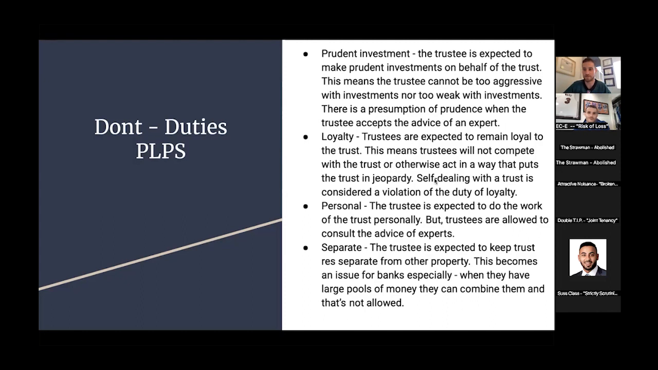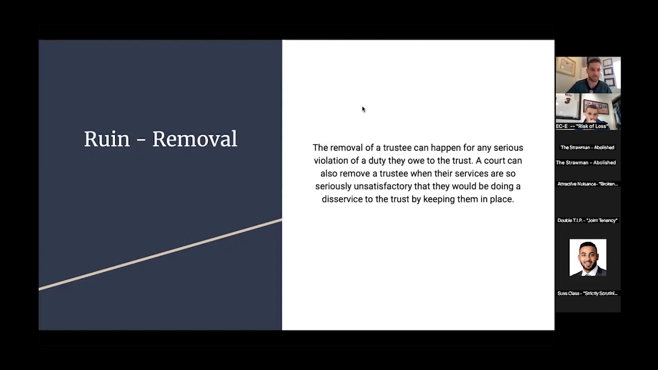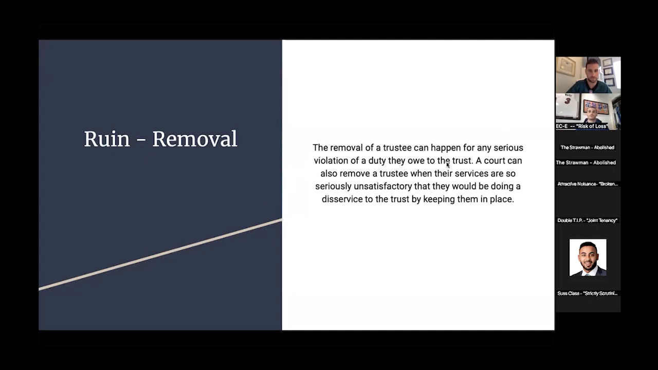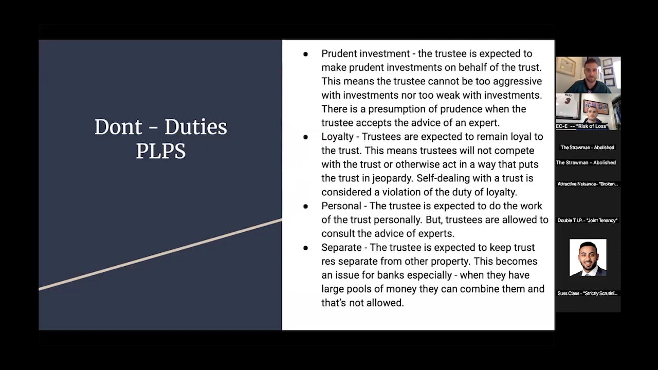It's removal, right? Perfect. So removal, and this is the easiest one. Literally, plagiarizing problems on the bar. These two sentences: the removal of a trustee can happen for any serious violation of a duty they owe to a trust. So if you see any of these being violated, then point blank. You can also remove the trustee when their services are so seriously unsatisfactory that they would be doing a disservice to the trust to keep them in place. So if any of these duties are violated to a serious degree, they can be removed.